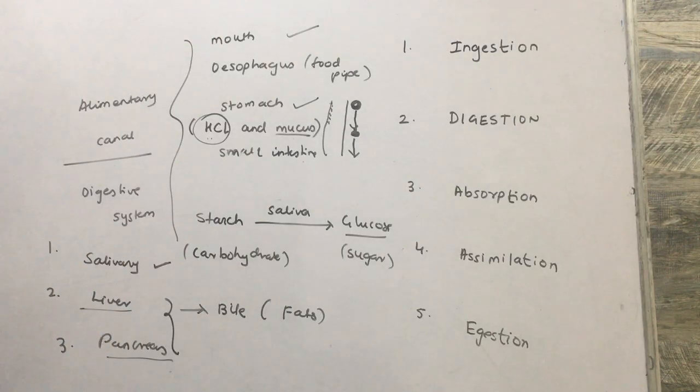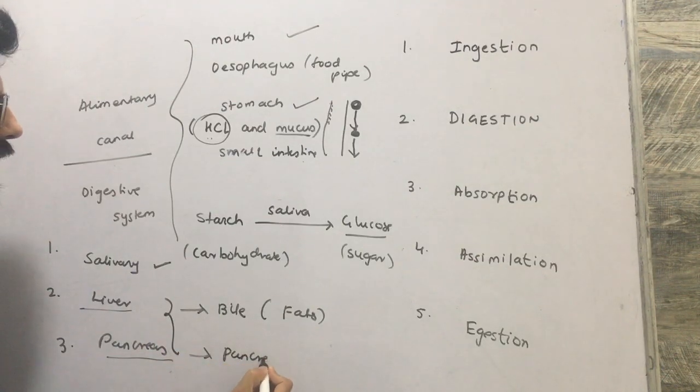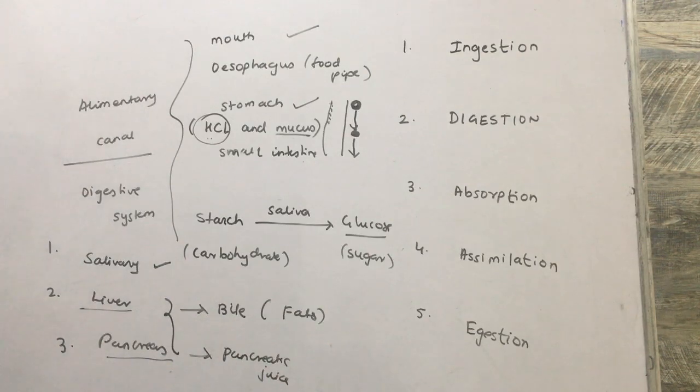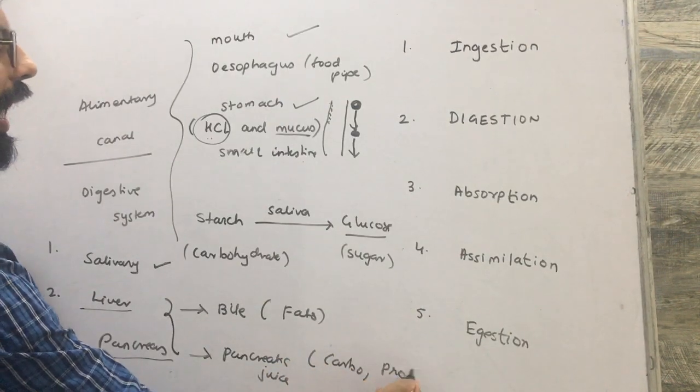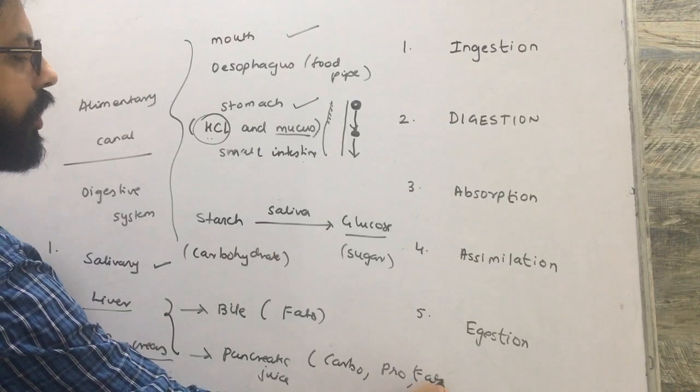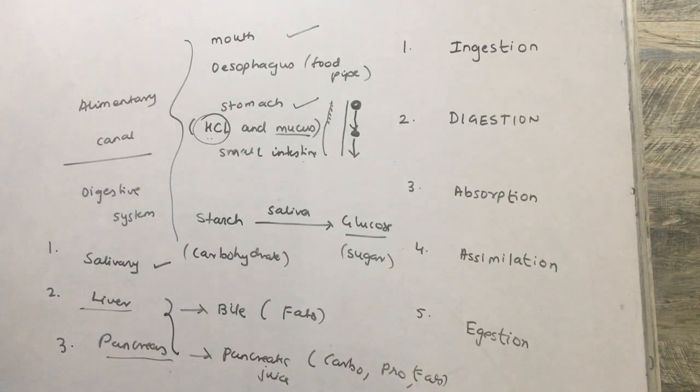The pancreas secretes pancreatic juice. So the pancreas will secrete pancreatic juice. So pancreatic juice is responsible for the digestion of all the things, that is carbohydrates, proteins and fats. So the pancreas secretes pancreatic juice that digests carbohydrates, proteins and fats.